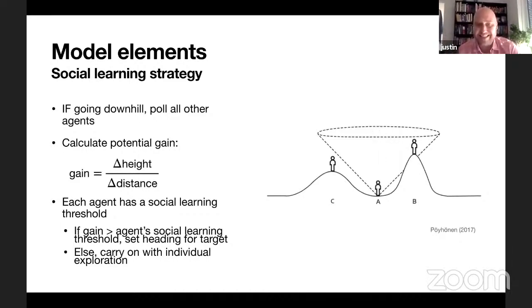So every agent has a social learning threshold. And if the potential gain is higher than that threshold, you set your heading for that target. Otherwise, you carry on with individual exploration.